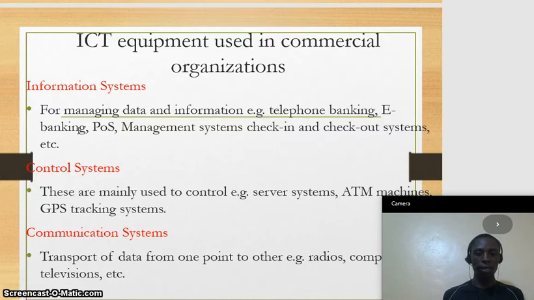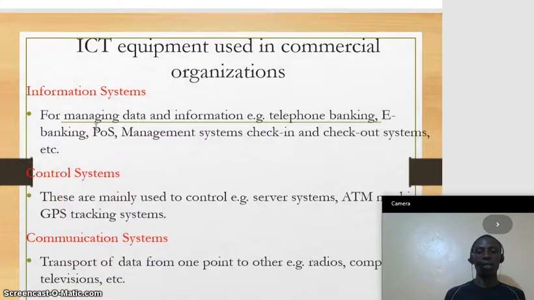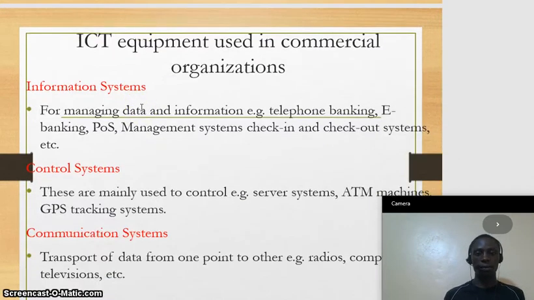Another equipment used in commercial organizations is the communication system, for transport of data from one point to another, for example, radios, computers, televisions, and many others. These are the three main equipments used in the commercial organization.